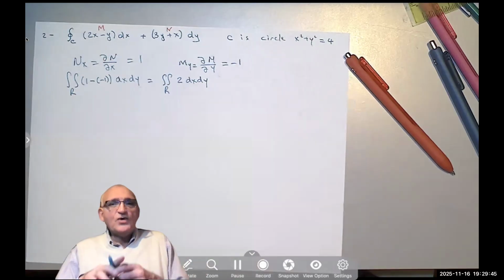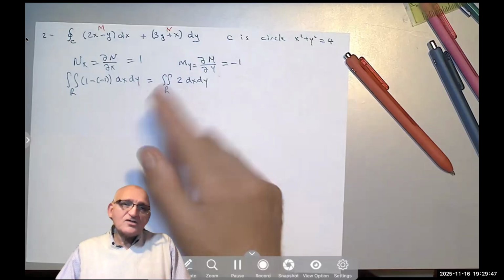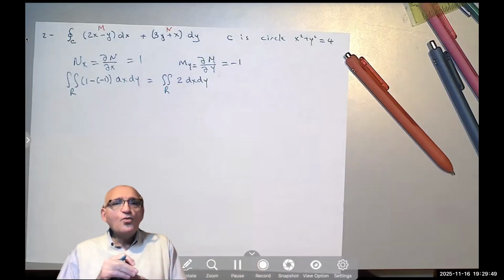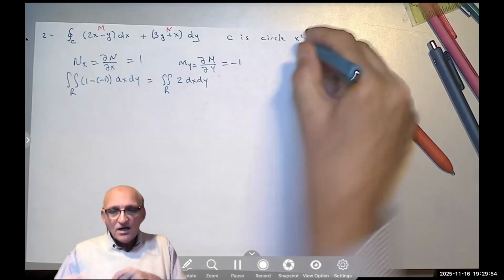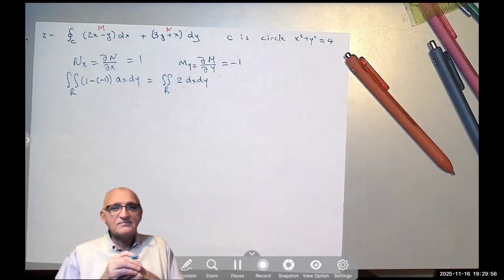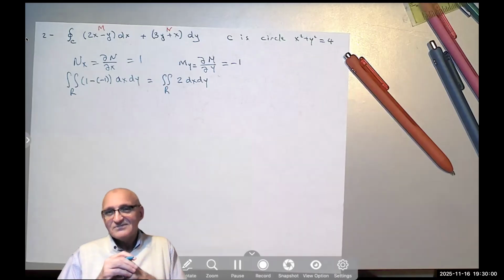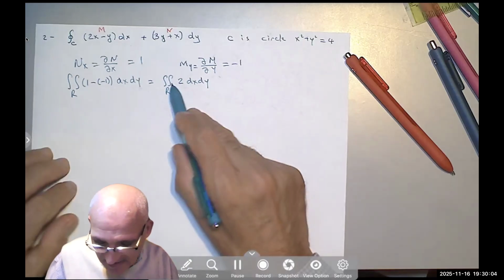I want to ask you a question. 2 is a constant, I can take it out. What's the meaning of taking a double integral of dx dy of that circle? Anyone knows? I bet you do. Yes, it's the area of the circle. Notice that I don't have any x's or y's.